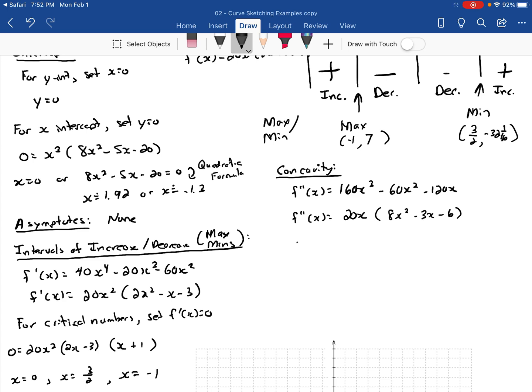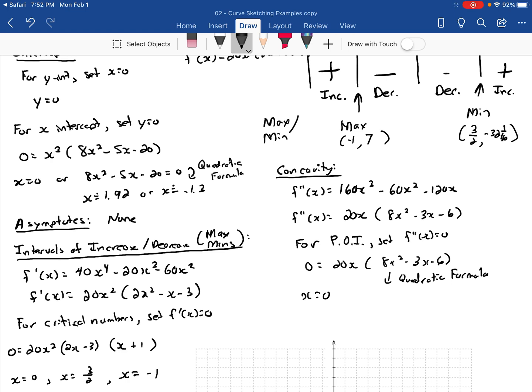So I want the points of inflection. Set f double prime equal to 0. So I get 0 equals 20x times 8x squared minus 3x minus 6. And boy, do yourself a huge favor here: go through the quadratic formula and test that out. It's easy to forget all the little steps that have to happen there, and make sure you're getting the same things I got when I do the quadratic formula on that thing. I get x equals negative 0.7, and also x equals 1.07, approximately. I rounded those off. You check that out to make sure you've got those.